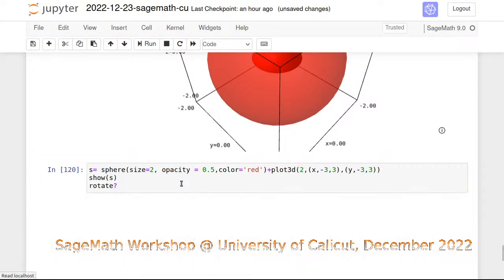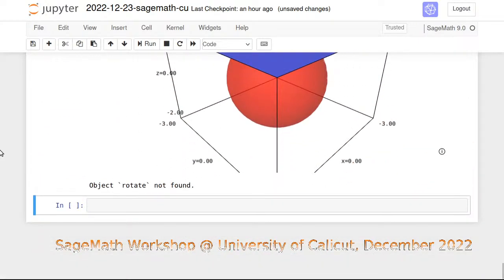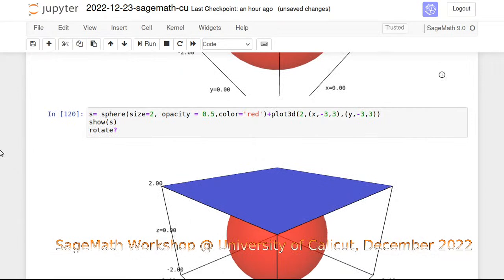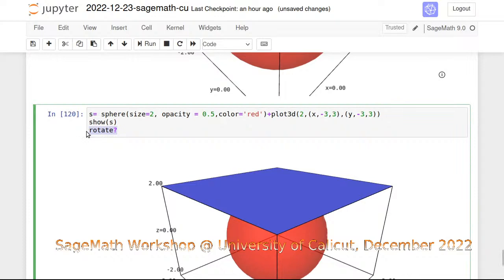Rotate. Or rotate about the origin. So what is this? What have I given here? Suppose we rotate about 0, 0, 0, and I don't know along which axis I am rotating it. I am not very sure about that. I'm just trying.